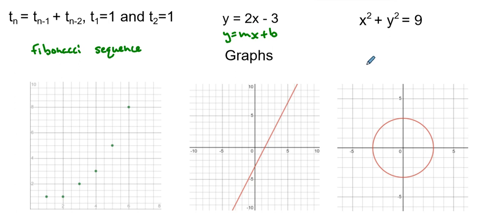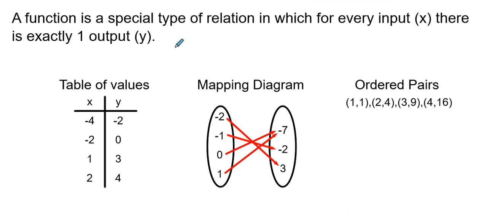Now, it turns out some of these are also functions. So let's look at how we define a function then. So a function is a very special type of relation in which every input of x has exactly one output. Okay, it can never have two outputs. If it does, then it's not a function. It's just a relation. So a function is really a special subset of relations.